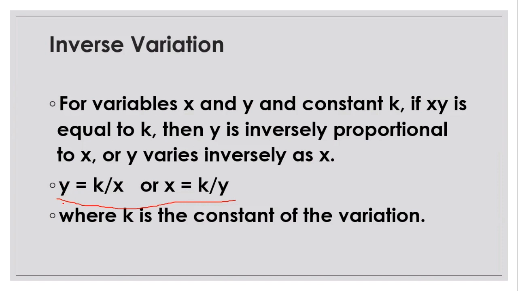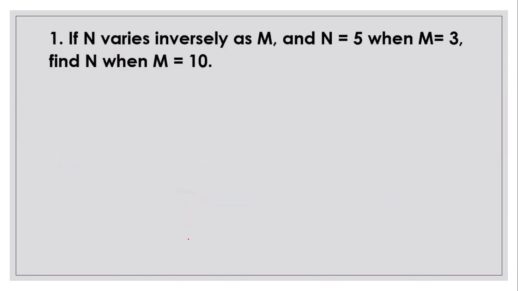So, for mathematical sentence, our general form for inverse variation is y is equal to k over x, or x is equal to k over y. Ang pinagkaiba niya sa ating direct variation, meron siyang fraction bar. Sa direct variation, wala. So, directly proportional siya. Y is equal to kx, or x is equal to ky. So, yung pinagkaiba lang nila, yung fraction bar. Then, let's have an exercise.